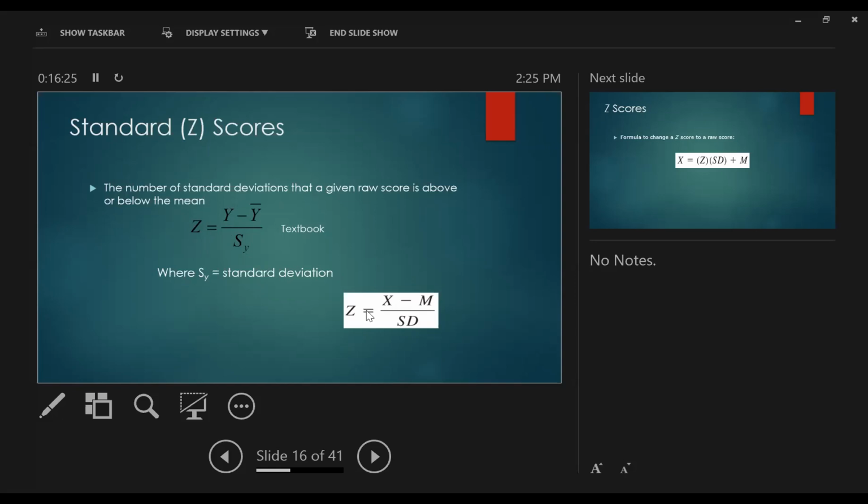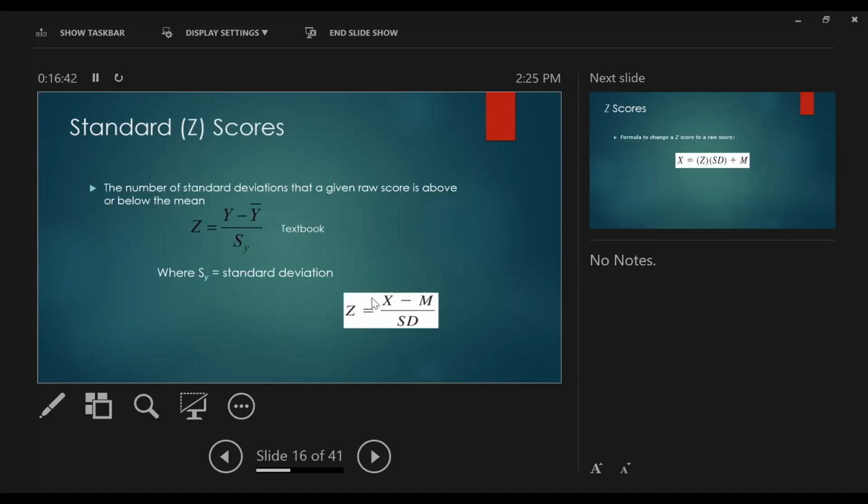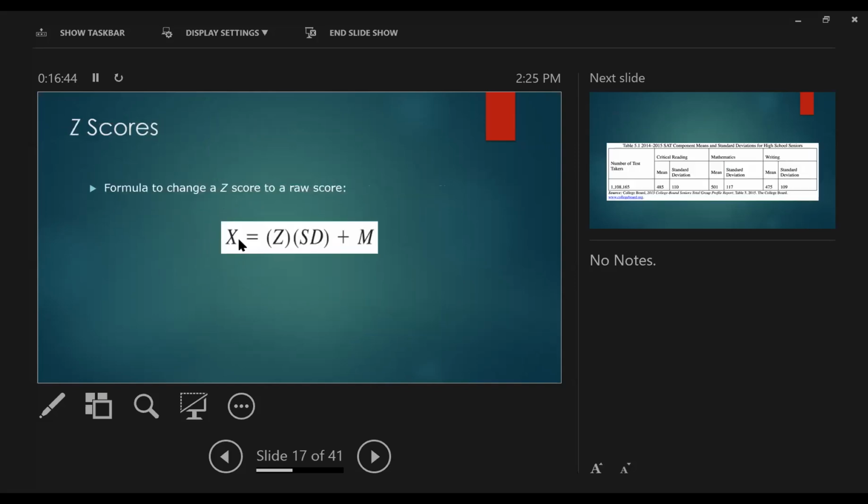Again, this is another way that it's written in your text. It's the score minus the mean divided by the standard deviation. Now, if you want to figure out a raw score, you have a z-score, but you don't know the raw score, we just manipulate this exact formula. And so a raw score would be your z-score times the standard deviation plus the mean, okay?